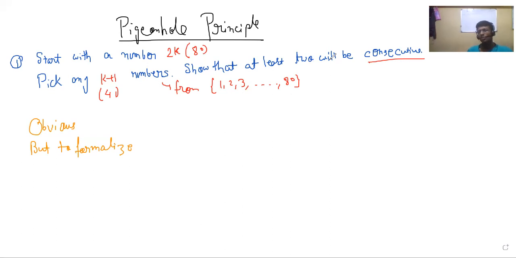So try to partition the numbers from 1 to 80 into pairs maybe, and then show that there will be 2 numbers which go in the same pair. Let's see how to make this happen. So the key is to partition the set. So these are our cages or boxes or pigeonholes, the holes.